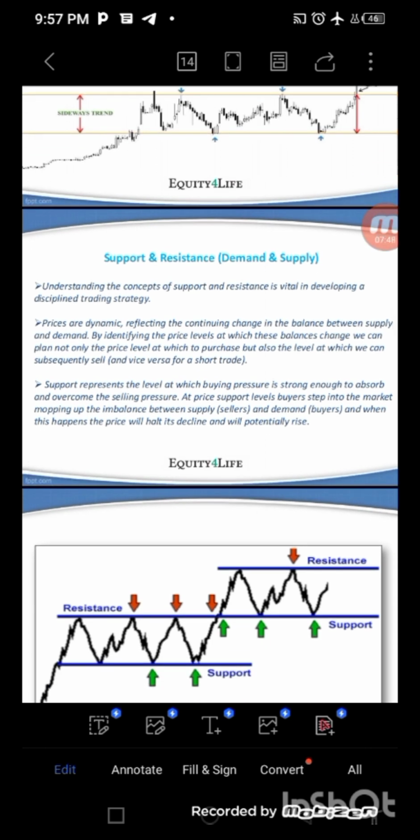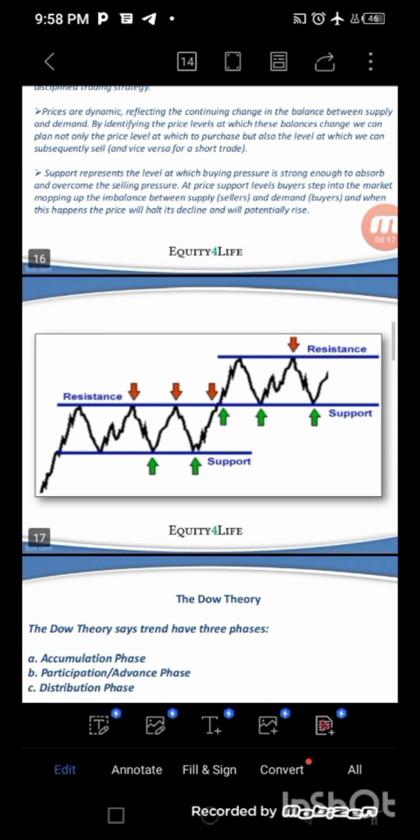Support represents the level at which buying pressure is strong enough to absorb and overcome the selling pressure. At the price support levels, buyers step into the market, mopping up the imbalance between supply, that is sellers, and demand, that is buyers. When this happens, the price will stop declining and will potentially rise.